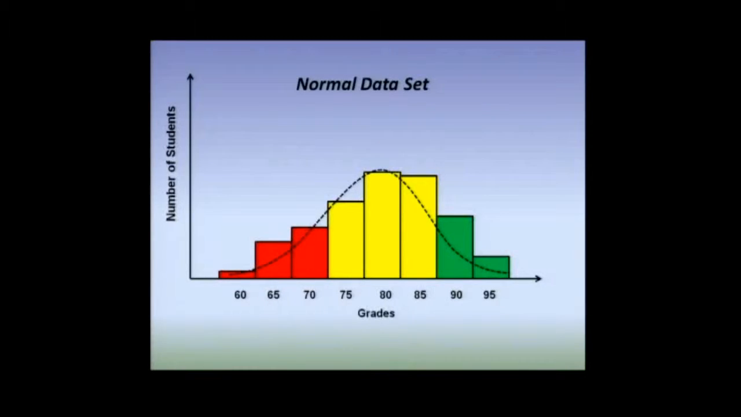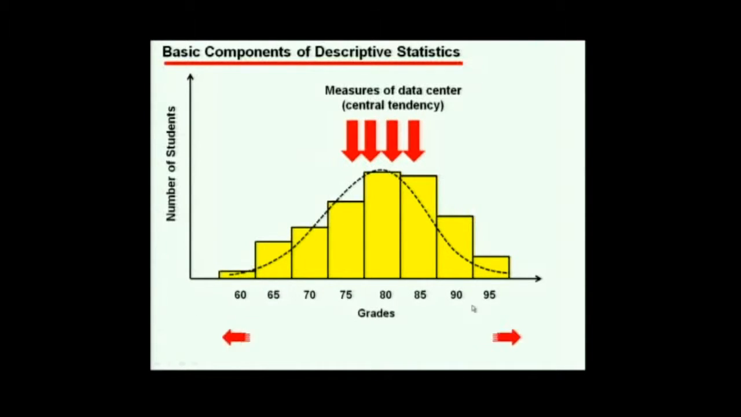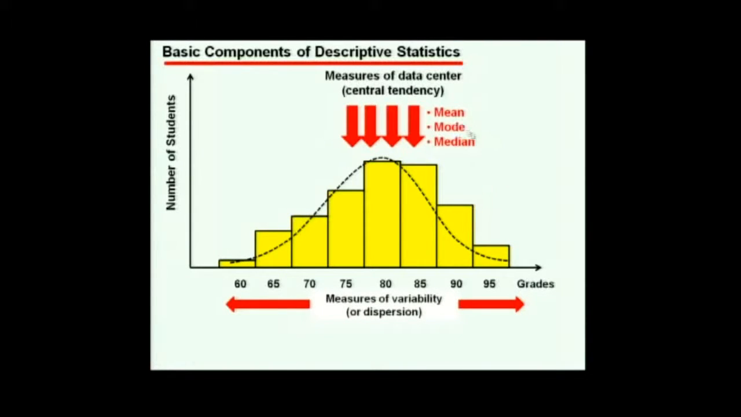How do we describe a normal data set? Well, the first thing we need to do is describe the center of the normal distribution or the normal data set. There are measures of data center, or what's called measures of central tendency. And then after we describe the center, we need to be able to describe the spread or the variability in the distribution. And these are called measures of variability or measures of dispersion. The most common measures of central tendency used are the mean, the mode, and the median, while the most common measures of variability used are the range, standard deviation, and variance.